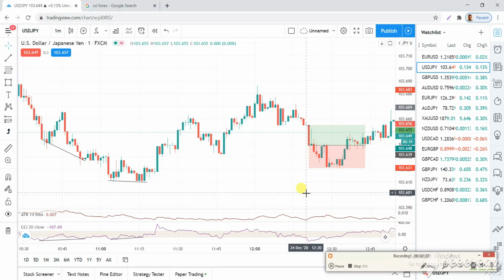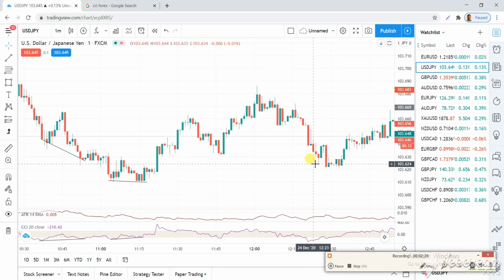Look at how big my stop is, and I still got tapped out. Regardless of where your stop is, you're gonna get taken out at this point, regardless of where your stop is.